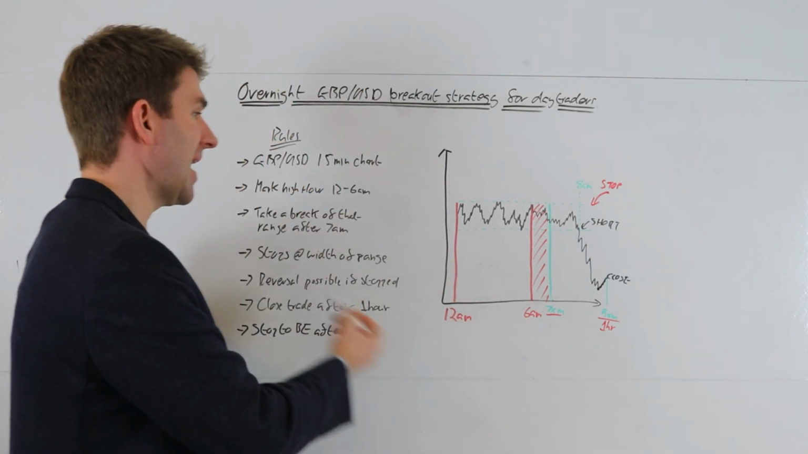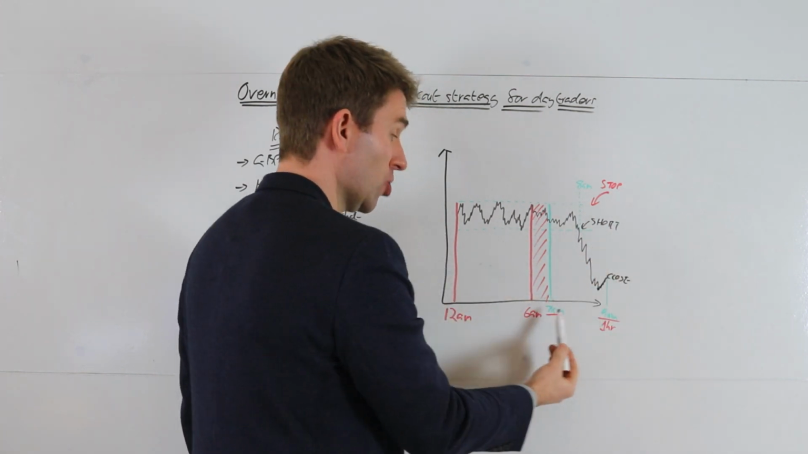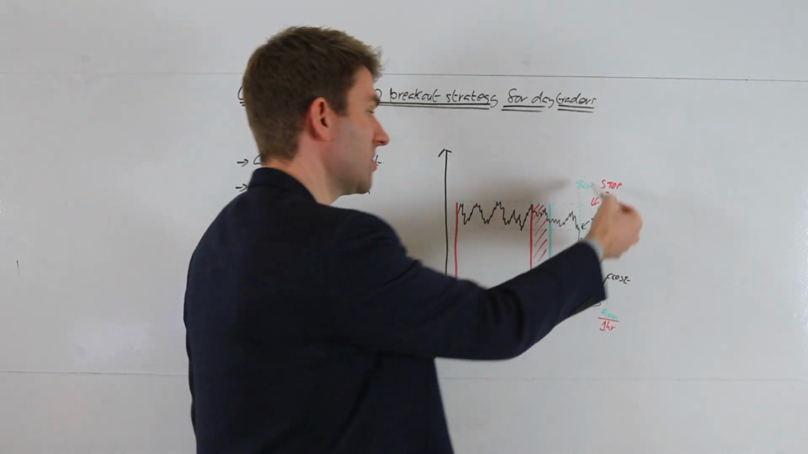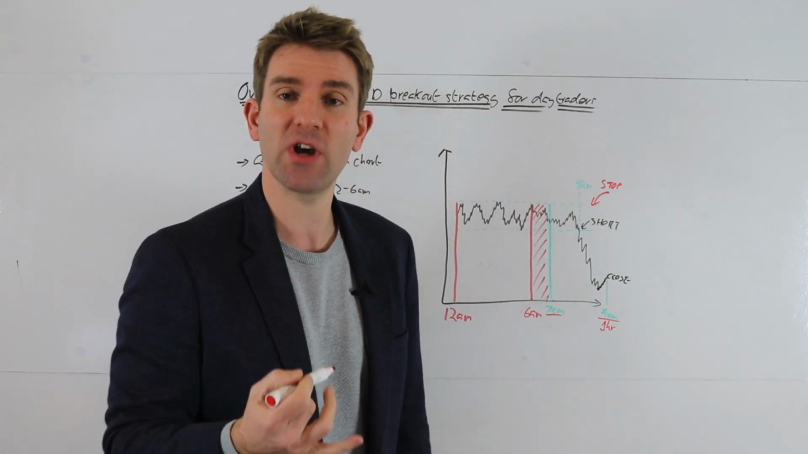So this is what happens as we break the range. In this example, we've got our range in there at 8 a.m. It could be any time after 7, by the way, but it happens to be 8 a.m. in this example. We break the lower end of that range, we initiate a short position.